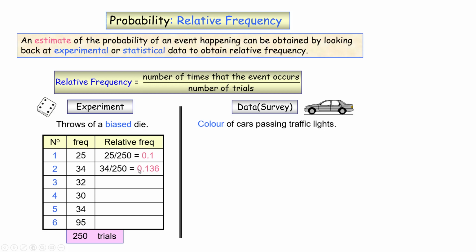And then 34 out of 250 gives us a 0.136 chance of getting a 2, and so on. So we take the number of occurrences, as it says here, divided by the total number of trials, and we can populate the relative frequency column.